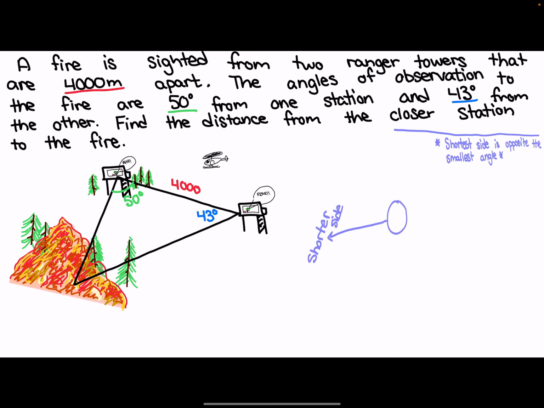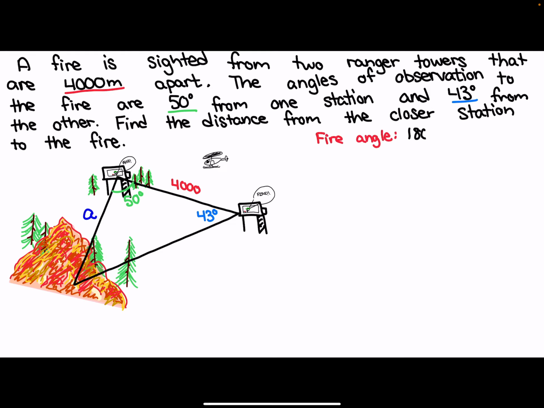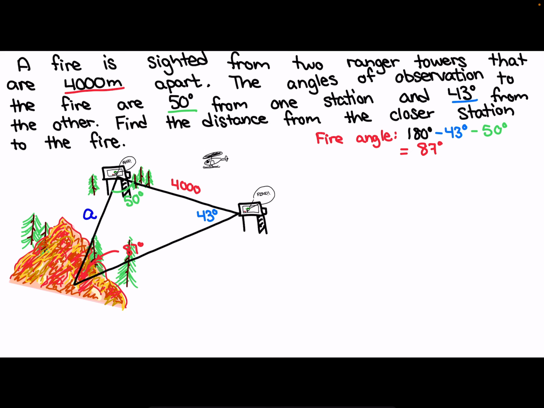So with now knowing that we need to solve for this missing side, I'm next going to find our fire angle. I already have 50 degrees and 43 degrees, so I can solve for this missing angle here. So our fire angle is 180 minus 43 minus 50, which will give us 87 degrees. Well, now that we have 87 degrees there, we can look for those opposite side, opposite angle pairings.